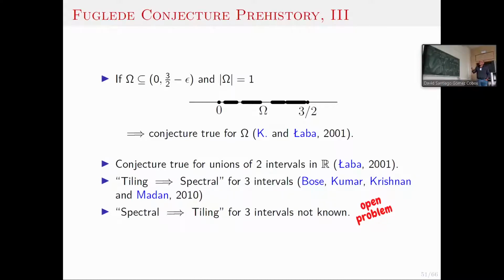Then, it was proved to be true for 2 intervals by Lagarias and Wang. The tiling to spectral part was proved for 3 intervals, and it's still not known in the other direction. We still don't know if a union of 3 intervals of the line, which is spectral, must be tiling. This is a really annoying thing, because I'll tell you later why it should be known, but no one has managed to do it. I have myself tried, of course, but I haven't been able to do it.